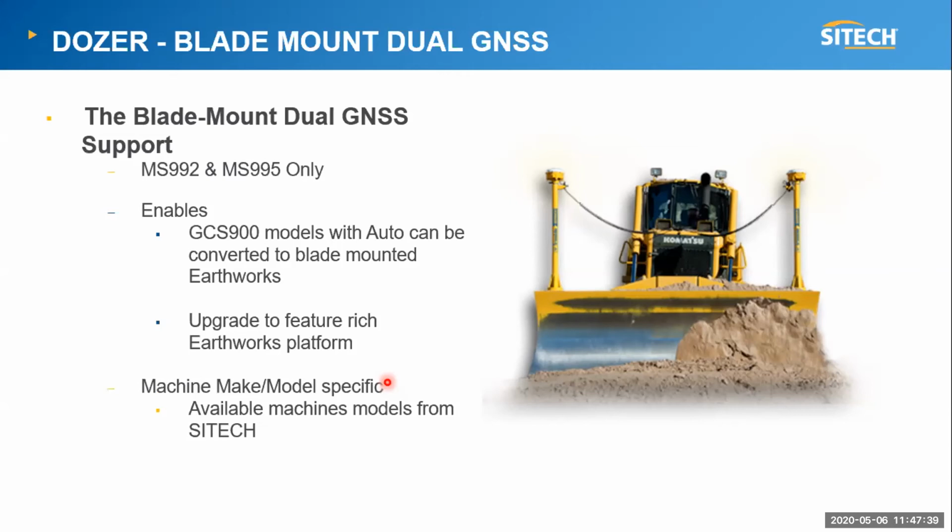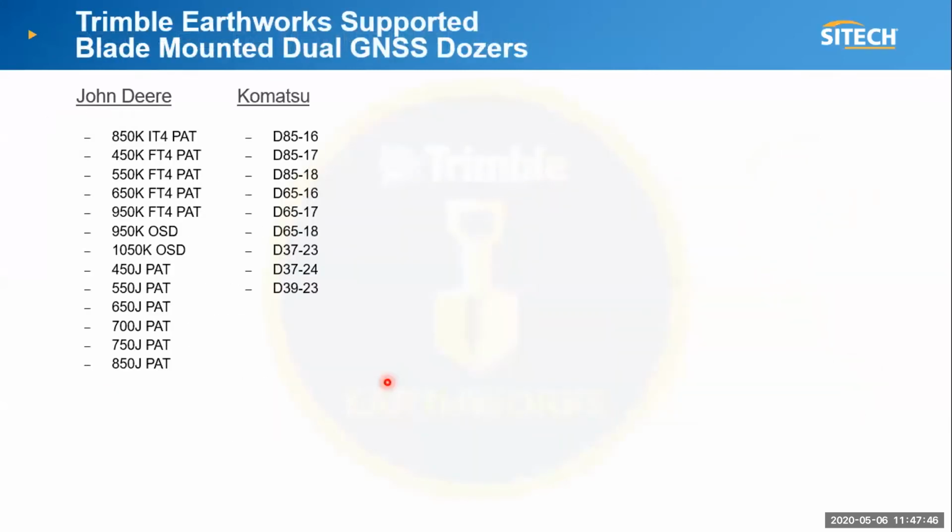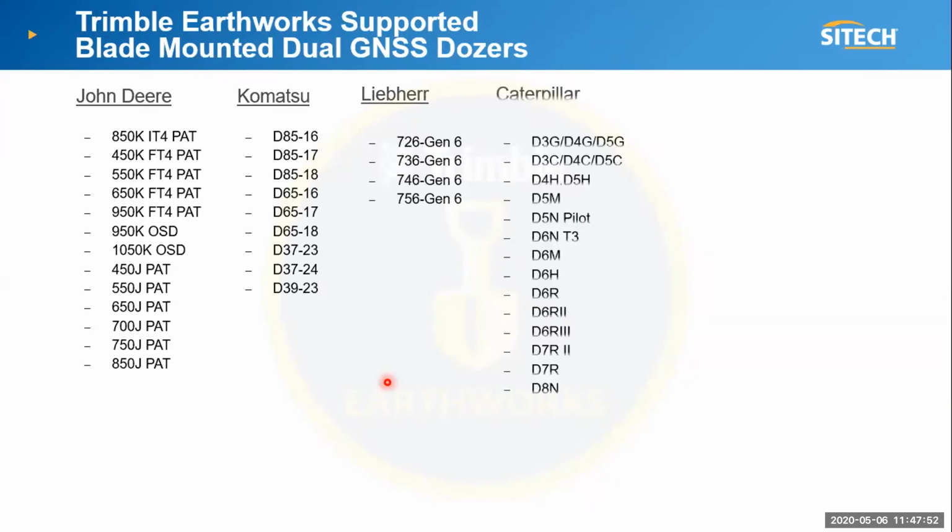Again, please speak to Cytec. Make sure that your specific model of machine can be supported, so that you can actually use some of the great features and functions of Earthworks on your fleet of machines. There's the whole list of John Deere machines, Komatsu, Liebherr, Caterpillar. There's an extensive list of the Caterpillar machines.